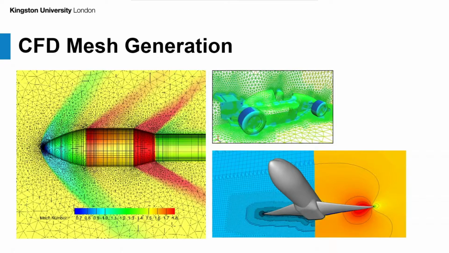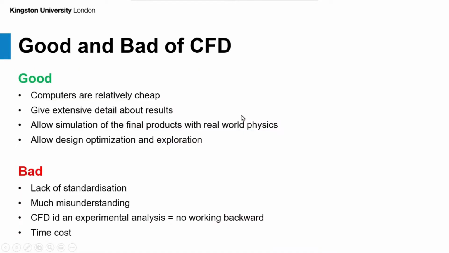You can see here the mesh generation for different kinds of models. You can see that we apply local meshing to the area to make sure the result we get is accurate. But again, CFD has pros and cons.